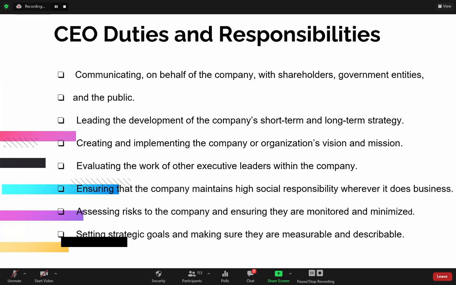He or she also assesses risks to the company and ensures they are monitored and minimized, so as to avoid potential losses to the company and also to its image. Lastly, he sets strategic goals and makes sure they are measurable and describable. Thank you.